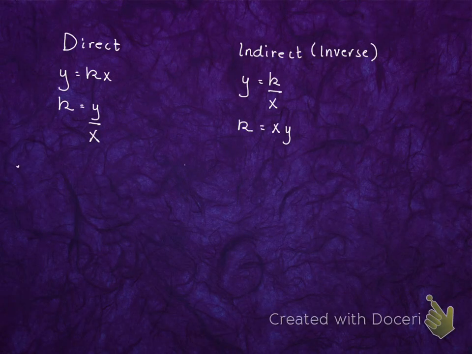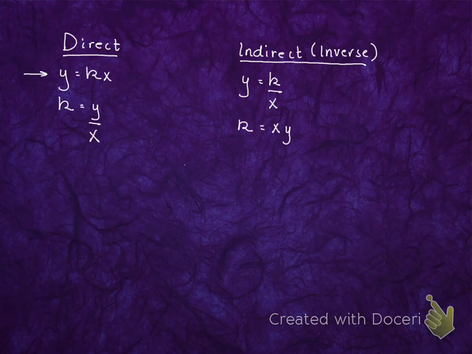Today we're starting in 5.6, direct and inverse variations. So the things that are going to be the very most important of this section are these formulas here under direct and indirect, which is also known as inverse variation. Now, direct variation has a main equation, y equals k times x.